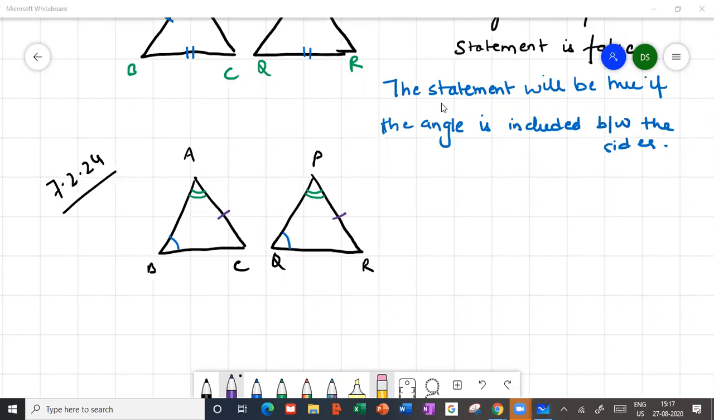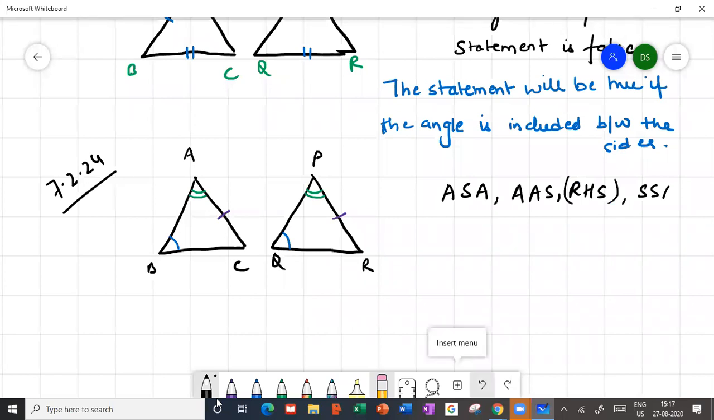Who can answer? Come on. This is simple. One more hint I'll give you is check for all this. ASA, AAS, RHS is not applicable here, correct? Ma'am, it's congruent because AAS. The side is not included. So it's AAS, ma'am. Correct. Awesome. So check for all this.